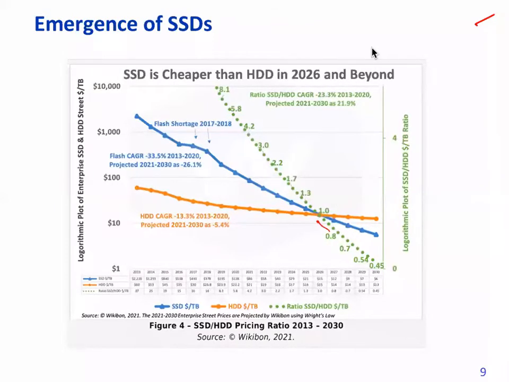The reason is that SSD or flash drive is being used in many devices where HDD cannot be used. One example is your digital cameras, right? If you have an SLR digital camera or any ordinary digital camera, then it has SSD or flash drive, right? And these were very expensive. Now it's becoming extremely cheap.